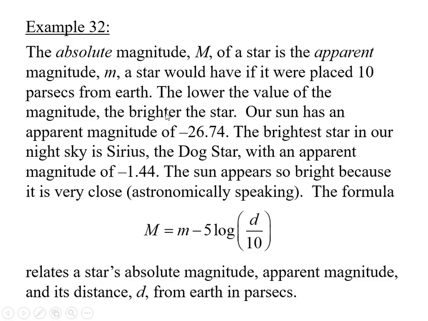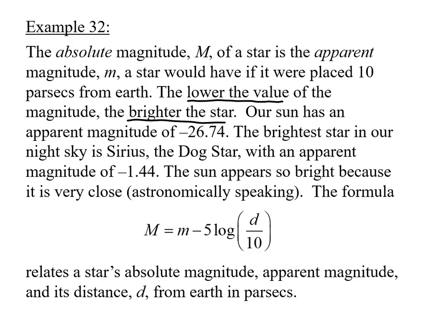The sun appears so bright because it is very close, astronomically speaking. So again, remember, the lower the value, the brighter the star is. So Sirius being negative 1.44 is much, much brighter than our sun. The sun appears so bright because it's close. If we were to get as close to Sirius as we are to our sun, despite the burning up part and all of that, it would be very, very bright, much brighter than our sun. It isn't to us visually because it's so far away.